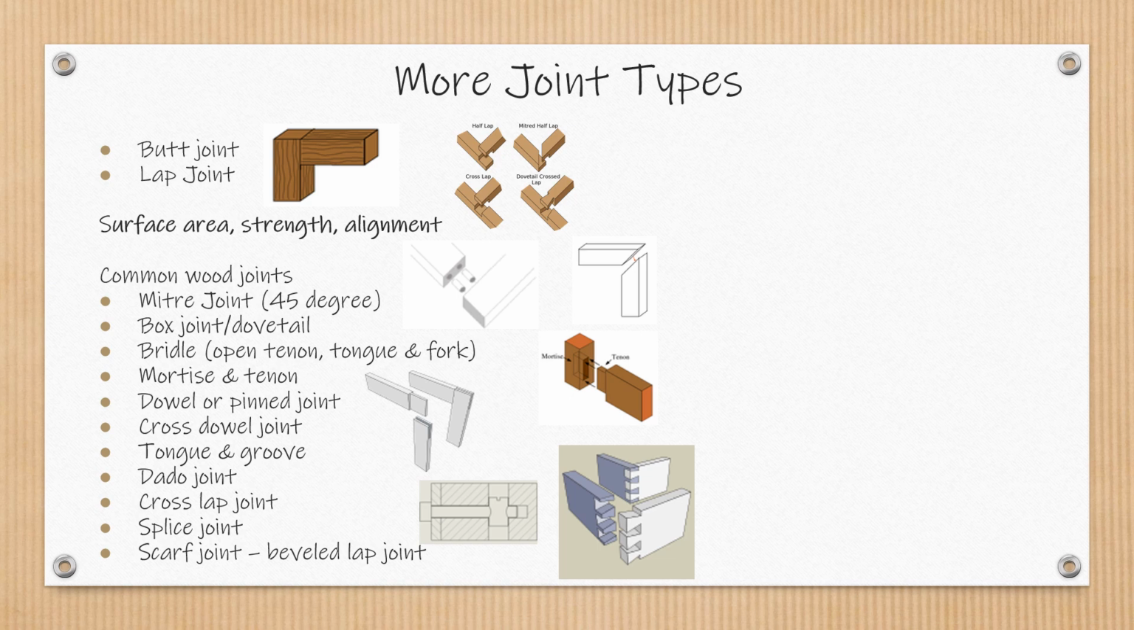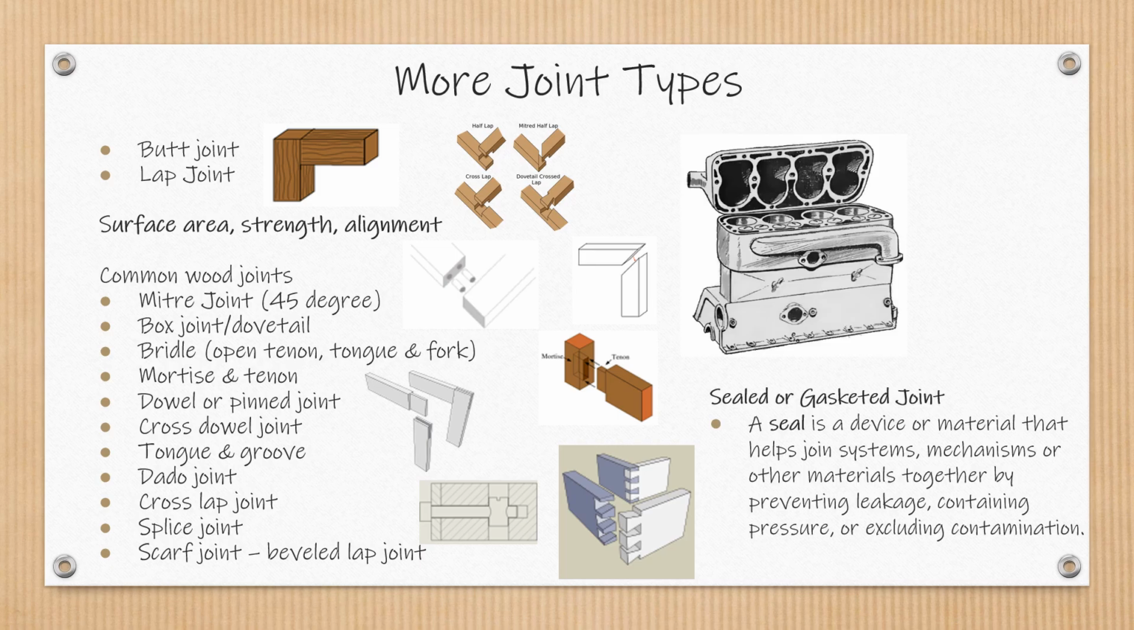There's also dado and groove and tongue and groove, cross lap, splice, and beveled scarf joint, just to name a few. Again, strength and alignment are key factors in joint design. Generally, increasing surface area is the surest way to increase strength, and adding fasteners such as bolts or dowel pins or screws often strengthens the joint and allows for alignment, assembly, and disassembly.